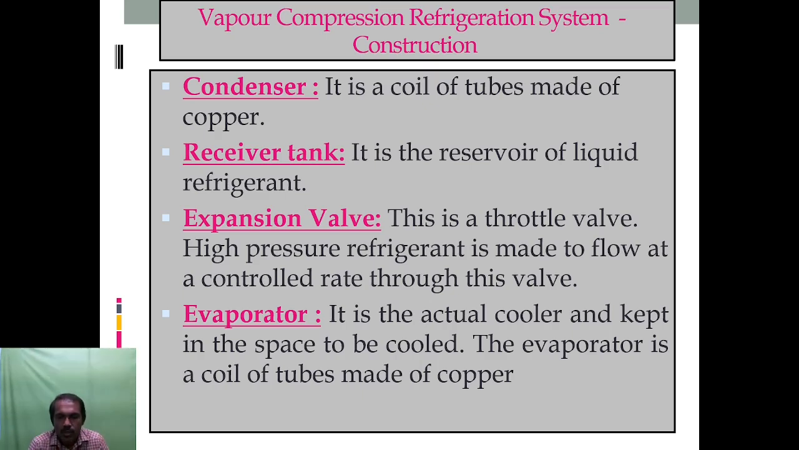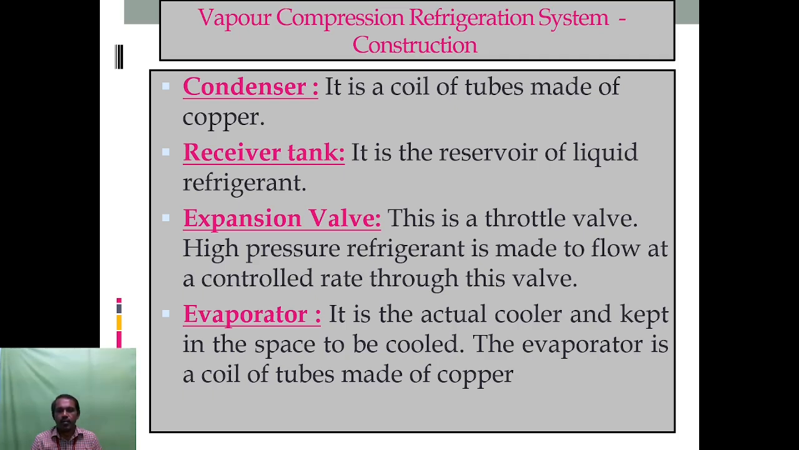Condenser: the condenser was already discussed. The condenser converts the high pressure, high temperature vapor to liquid. It is a coil of tube made of copper. And the receiver tank is a reservoir of liquid refrigerant, which collects the refrigerant from the condenser.